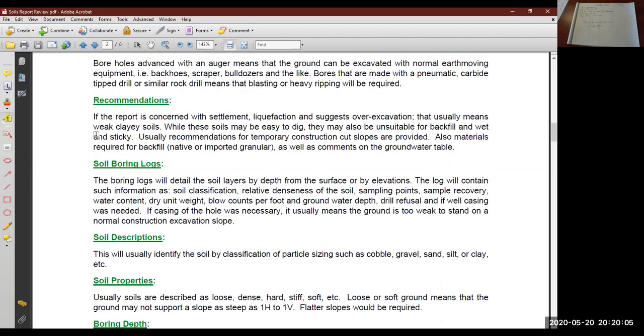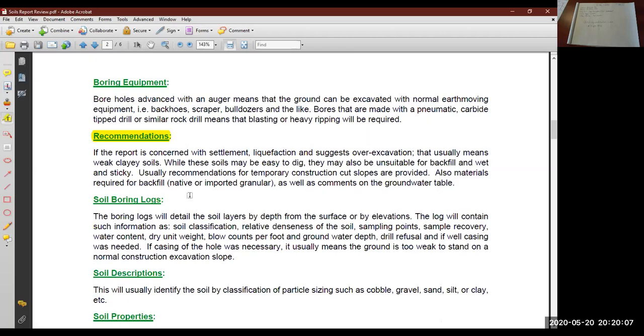So some things like in the recommendations here, if the report is concerned with settlement, so that means the ground is settling, so it's sinking, or liquefaction, that's another geotechnical term, it could possibly suggest that the ground isn't very good. Weak, clayey soils maybe mean you need to over excavate.